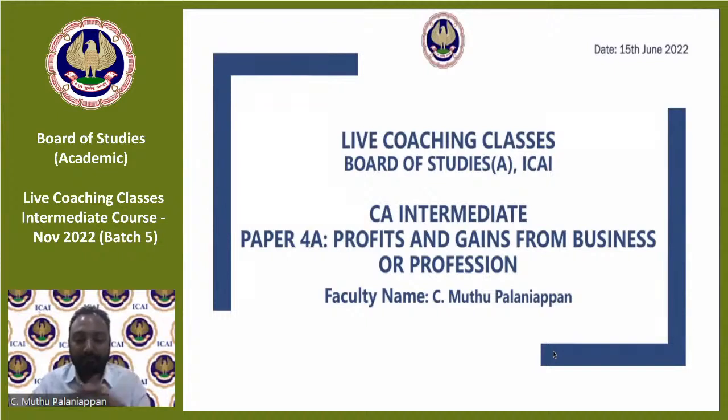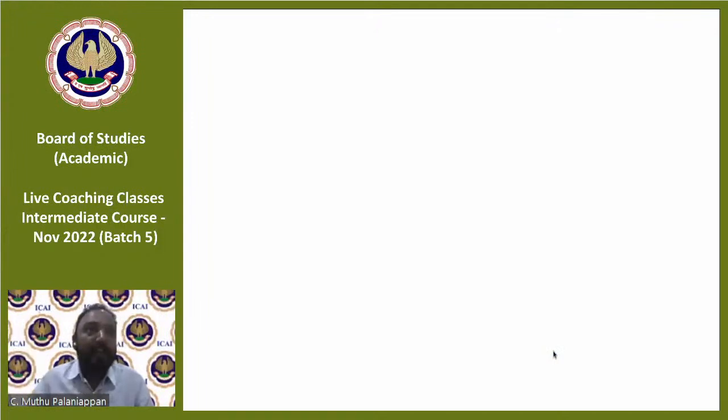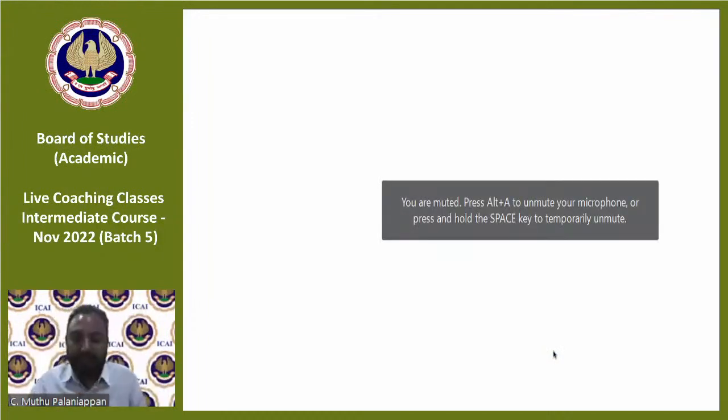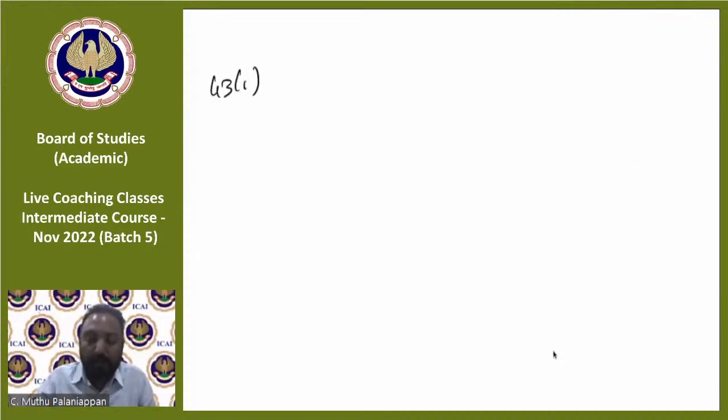Now that we have discussed this agriculture produce and the reason for 35 AD, we'll give a heads up on what we discussed last class, a small recap. So what did we start with? We started with 43.1. What is 43? I can equate 43 to section 2. We discussed in the last class that it is all about definition clauses. Section 2 is the definition for the entire Income Tax Act, whereas 43 is definition related to PGBP.